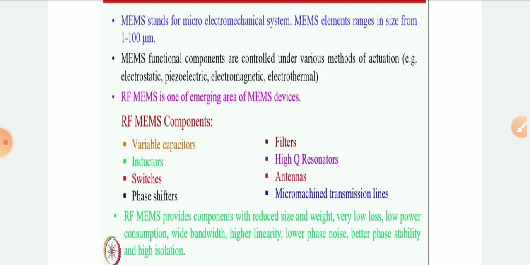First one is variable capacitors, inductors, switches, phase shifters, filters, high quality resonators, antennas, and micromachined transmission lines. So RF MEMS provide components with reduced size and weight, very low loss, low power consumption, wide bandwidth, higher linearity, lower phase noise, better phase stability and high isolation.